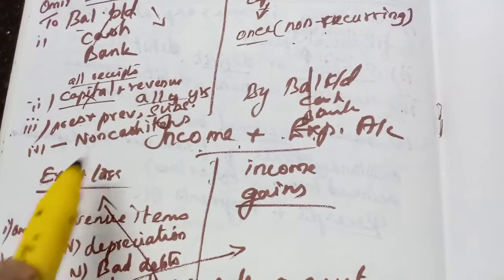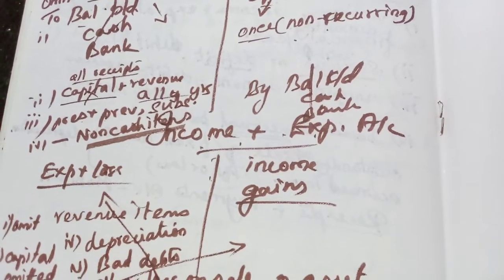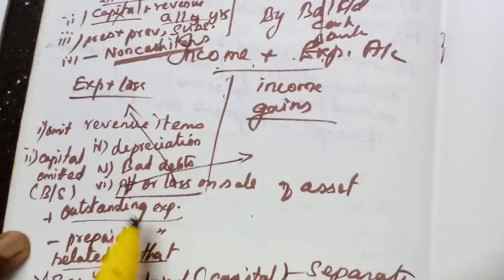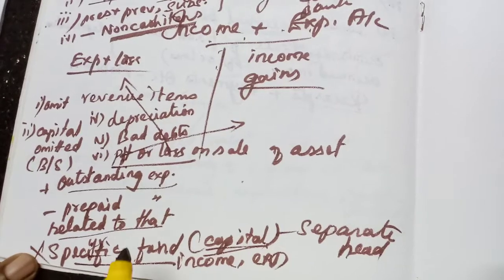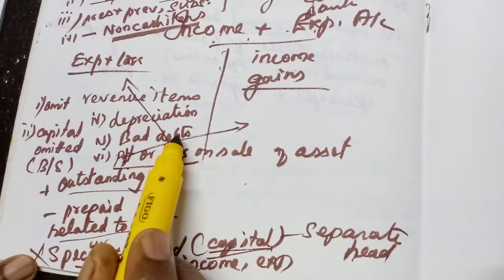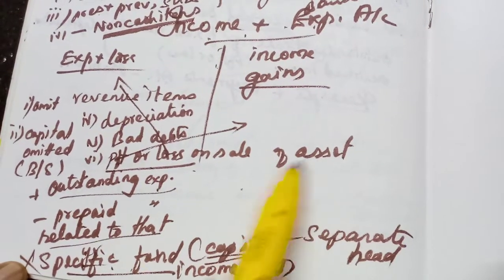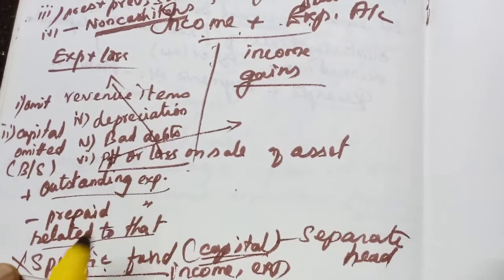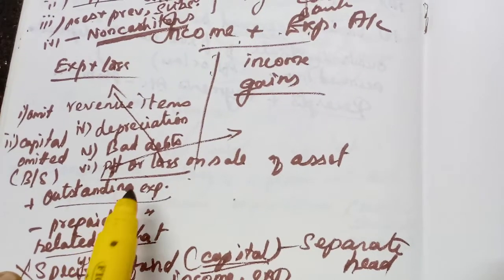Then in the receipts and payments account, we never enter non-cash items. But here we enter all the non-cash items. What are the non-cash items? Maybe the depreciation, then bad debts, then any profit or loss on sale of fixed asset will be included in the income and expenditure account.